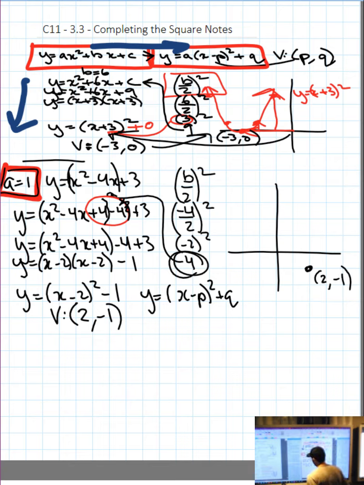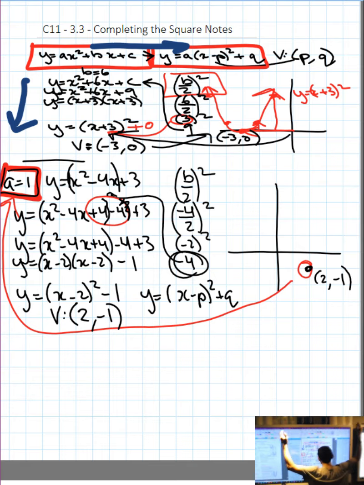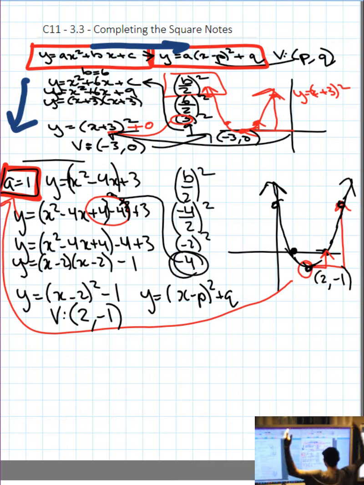Now, do you want to draw a table of values? No. Look at the vertex. Remember that a is 1. So we just have the pattern of x squared. 1 squared is 1, up 1. 2 squared is 4, up 4. Symmetrical points, let's put them in black. Symmetrical points. Parabola. And notice, the parabola moved right 2 and down 1.